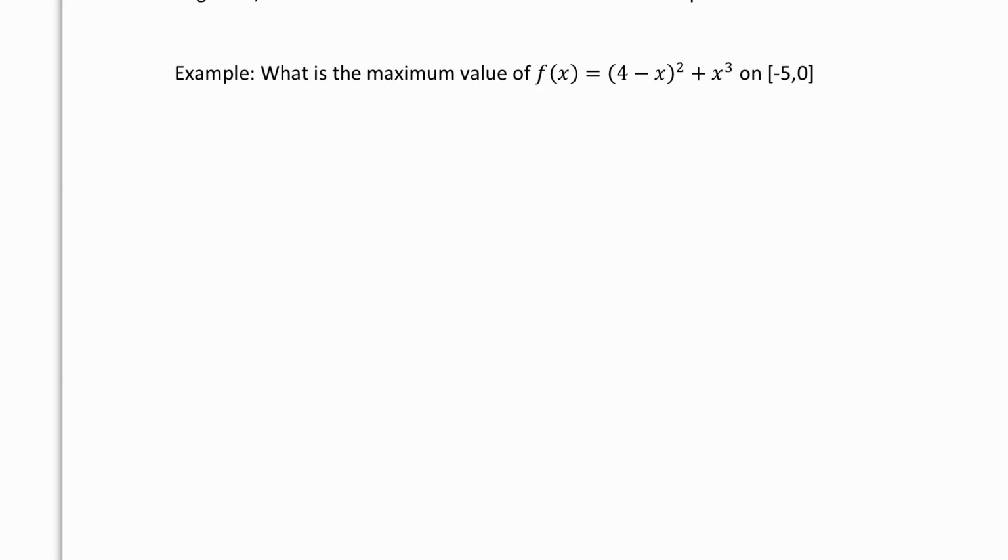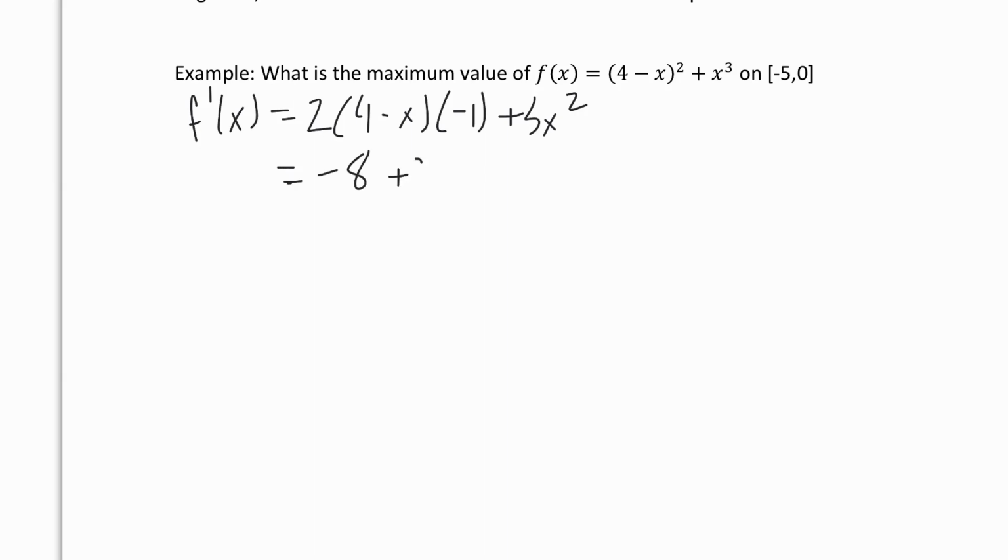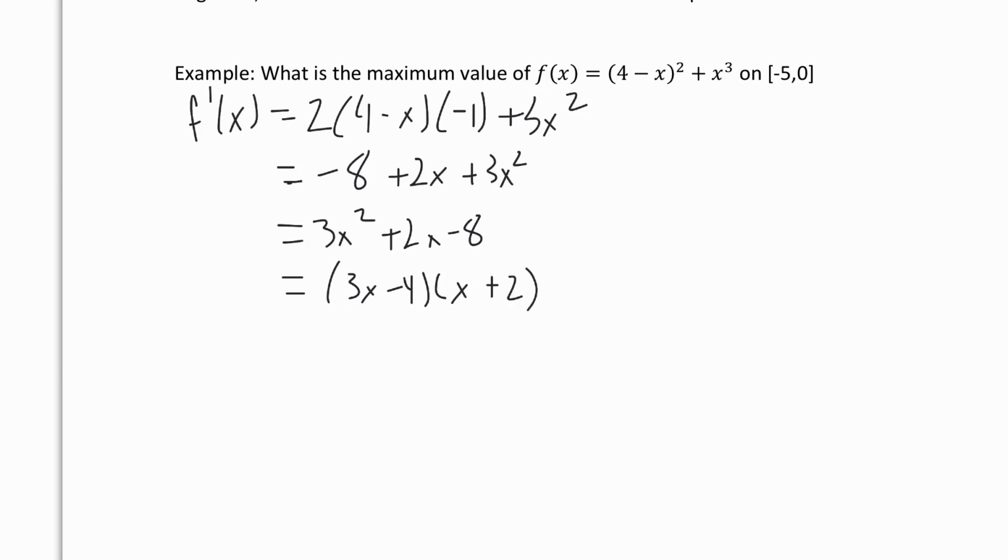So our first step, like questions we've done before, would be to find the derivative, which will be 2(4 minus x), and then we'll use chain rule to get a -1, plus 3x squared. We're going to want to set this equal to 0, so first we should probably expand. This will give us -8 plus 2x plus 3x squared. So we have 3x squared plus 2x minus 8. If you do a little bit of factoring work, you'll get (3x minus 4) times (x plus 2).